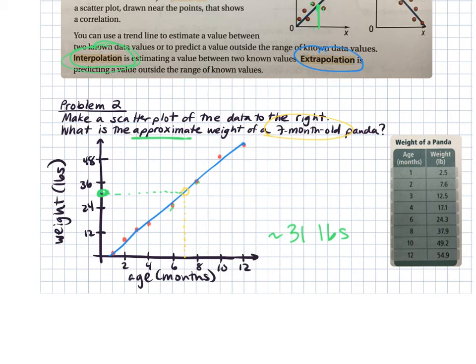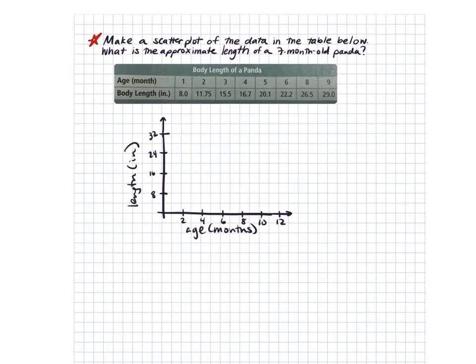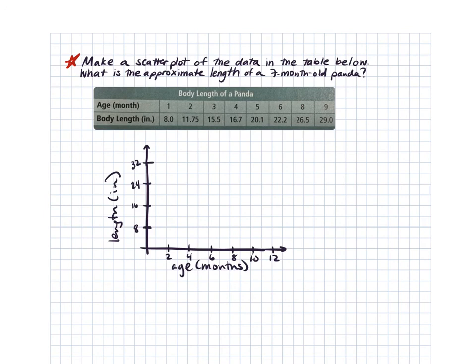Okay, let's have you try one on this last page. Press pause, make a scatter plot, and then make an approximate guess on the length of the 7-month-old panda based on your scatter plot and the line that you draw as the trend line. Push pause, try this yourself, and then check back for the solution. Okay, hopefully you got something close to 24 inches. It depends on where your trend line is, but hopefully you plotted your scatter plot correctly and then made an approximate guess for the length of a 7-month-old panda.